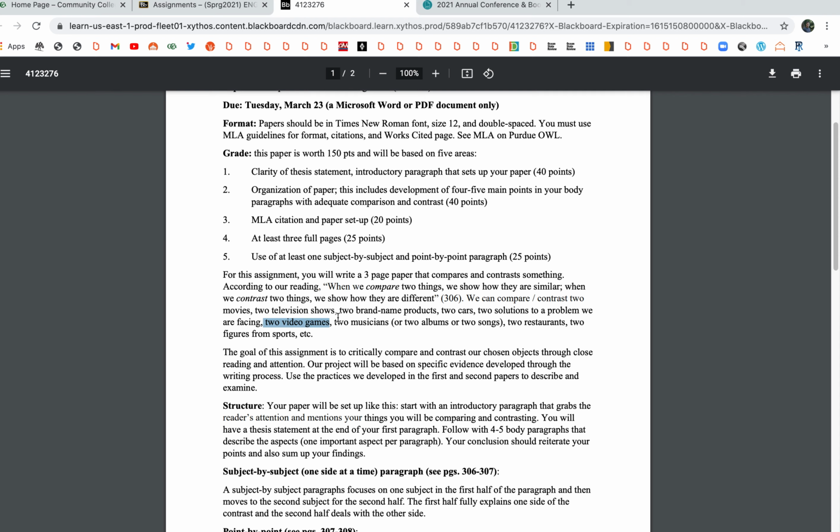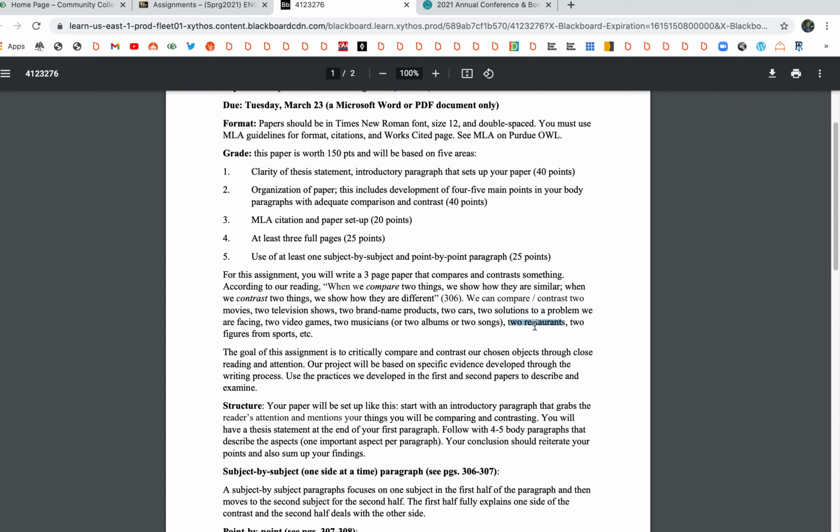So I had a student before write a paper on Whitney Houston versus Mariah Carey. Two singers, right? So that would be really good. Two restaurants you can compare. Another thing you could do, the good old fashioned Target versus Walmart, right? Compare and contrast Target versus Walmart. Two figures from sports, obviously LeBron versus Jordan, Jordan versus Kobe, Kobe versus LeBron, any of those things.